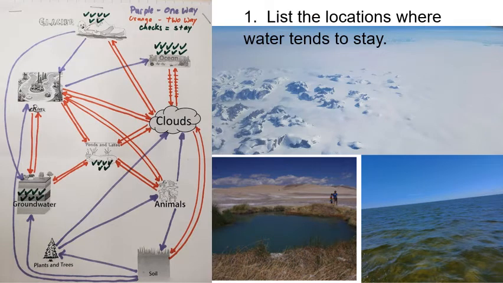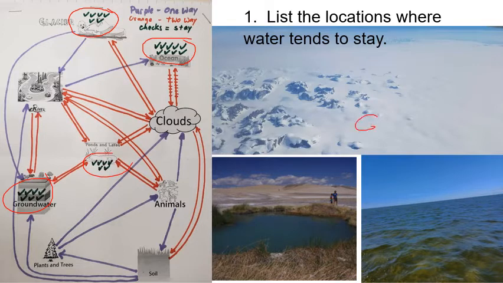Okay, first of all, where are the locations where water tends to stay? And we denoted those on our water cycle map by putting little check marks up here. And you can see where we've got some check marks.